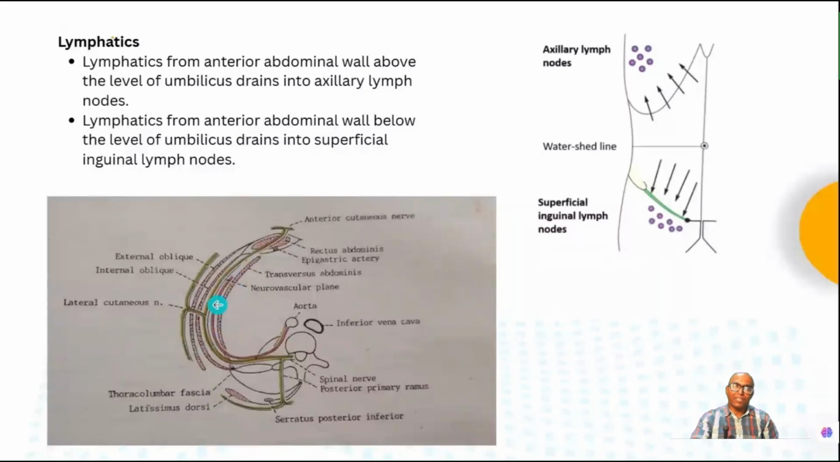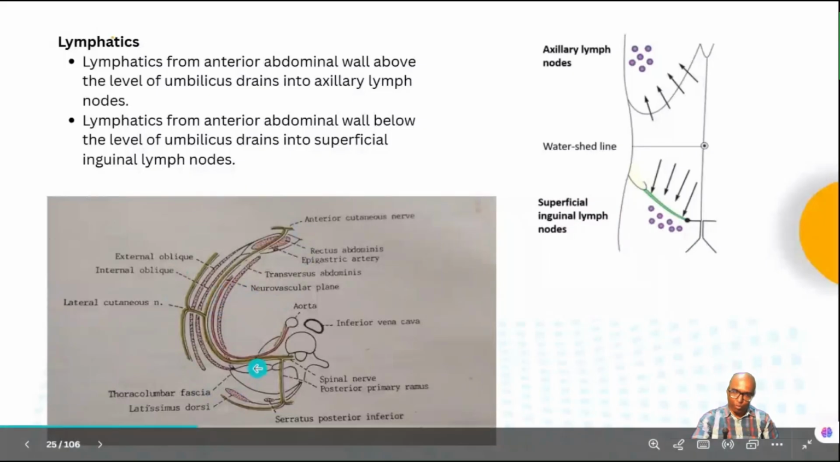In between these two muscles lies your neurovascular bundle. So they can ask you the neurovascular bundle of the anterior abdominal wall lies in between which layer, whether it is external oblique and internal oblique, whether it is internal oblique and transversus abdominis, whether it is transversus abdominis and fascia transversalis, or they can give any other option also.